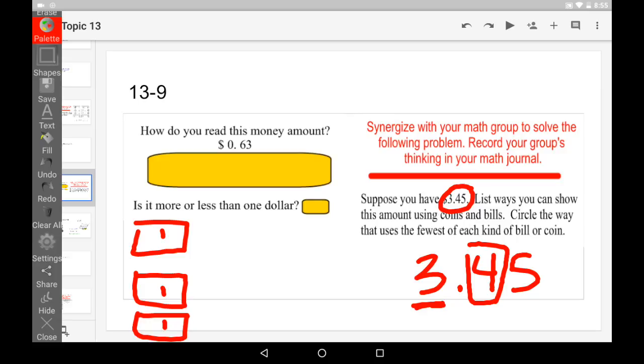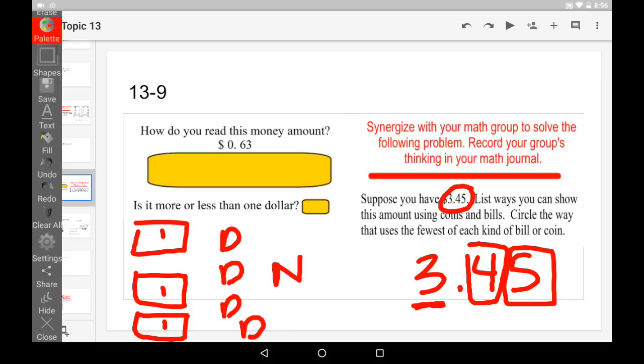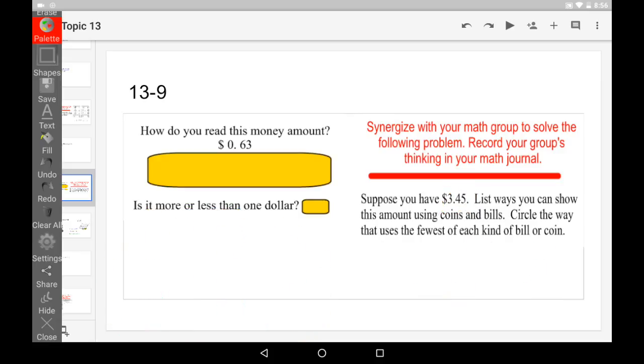My next place value here is a 4. Now, really, we know this is 45 cents. So if I was to count out 40, we would need our dimes, right? Those are 10 cents each. So there's my 40 cents. Now, our 5 cents we could count out in a couple different ways. We could count out 5 pennies, or I could use 1 nickel. And this would be my way to show using the fewest amount of dollar bills and coins. Okay, I have my $3.45.